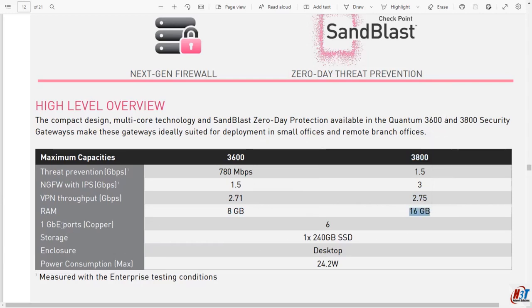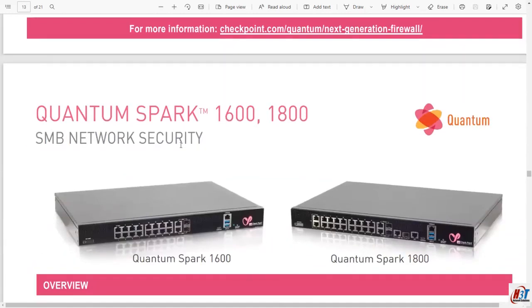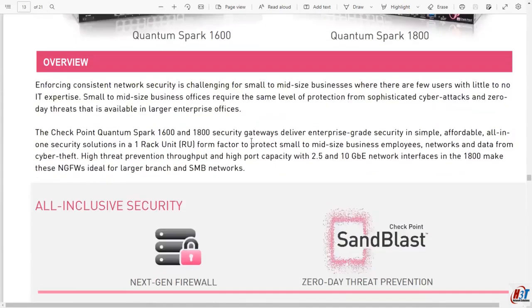Now we get 6 1 GB copper ports on both of these models. You have 1 into 240 GB SSD storage on both of them. The form factor is desktop for both of them, and then the power consumption max is 24.2 watts. Now, for the small and medium business network security, you have another product line which is called the Quantum Spark, which is the 1600 and the 1800 series.